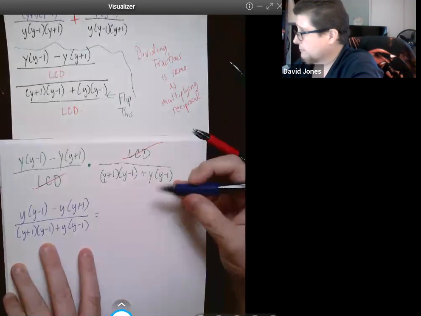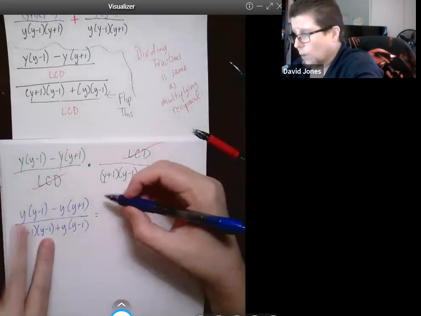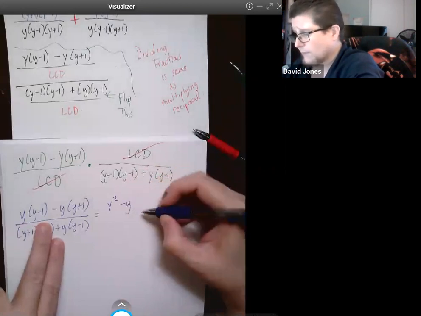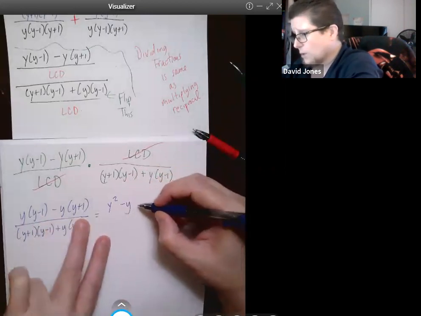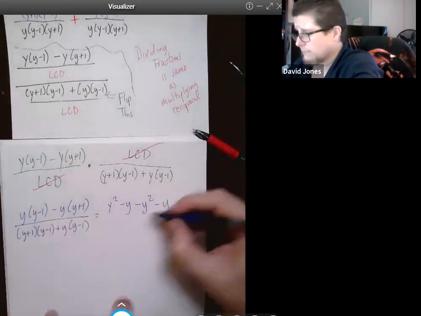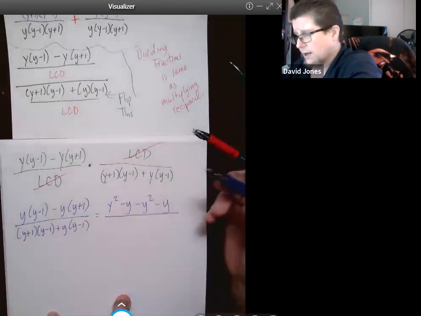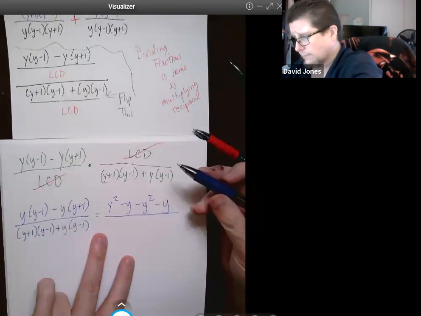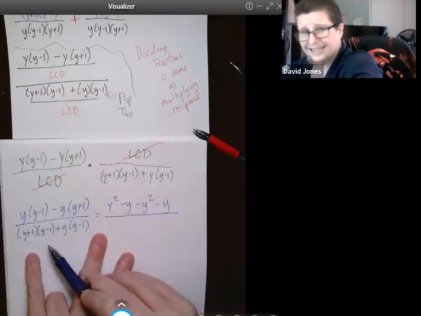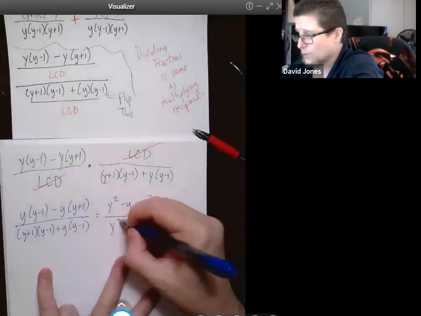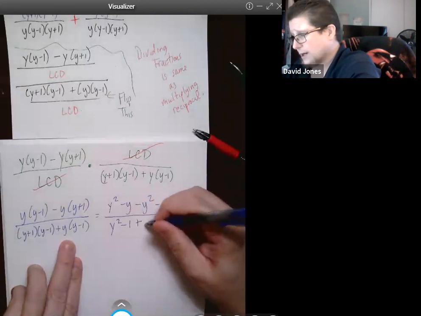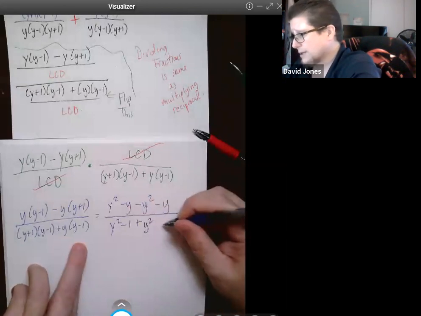We could distribute. y times y is y squared. y times negative 1 is negative y. And I got negative y times y is negative y squared. Negative y times 1 is negative y. On bottom, y plus 1 times y minus 1, that's the difference of squares formula. That's y squared minus 1. And then I've got plus y times y is y squared, and y times negative 1 is negative y.